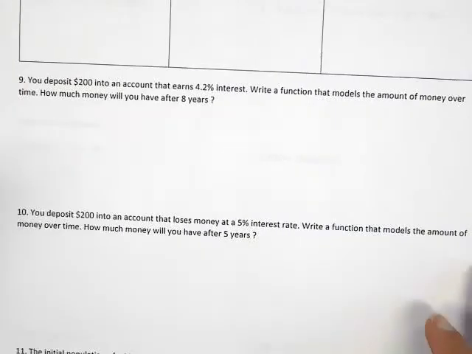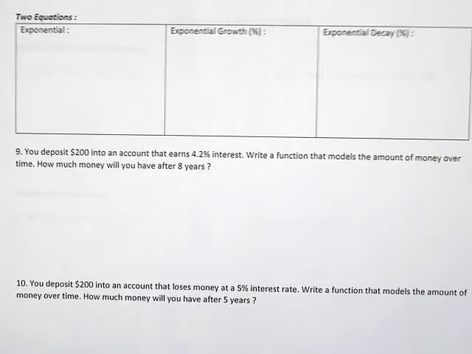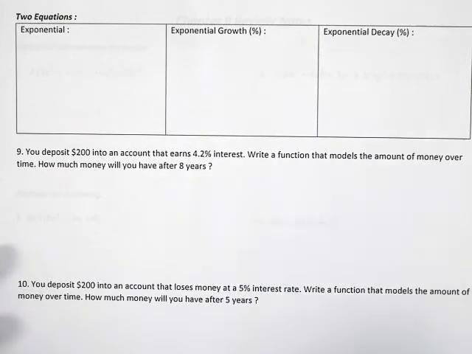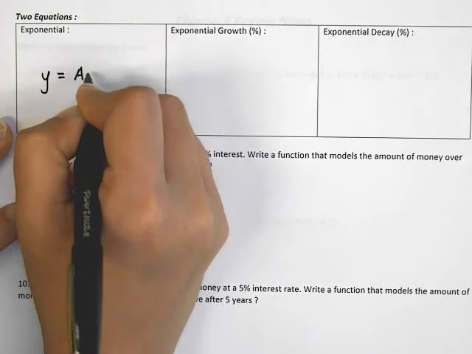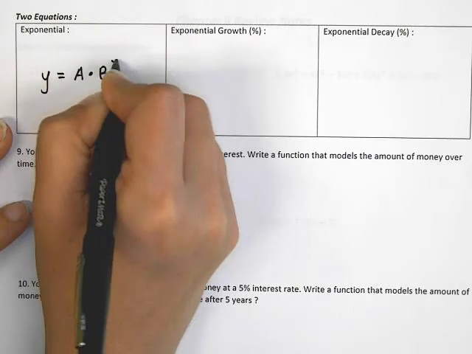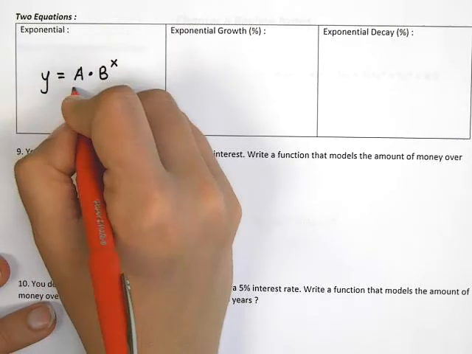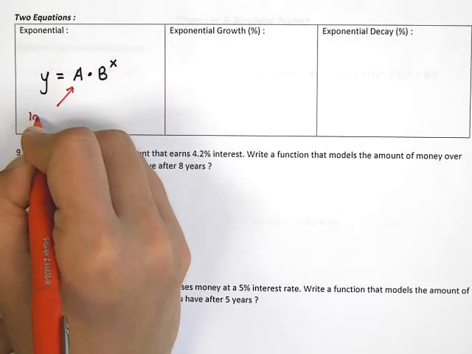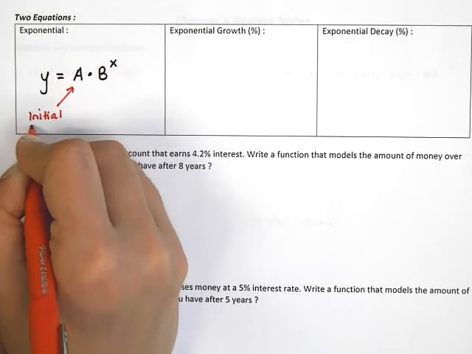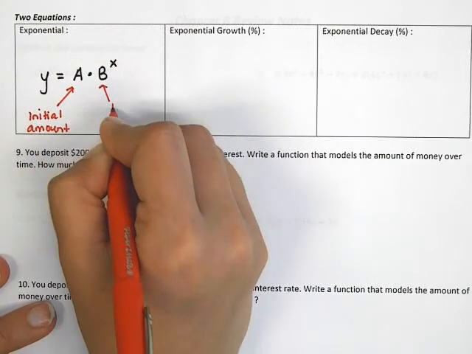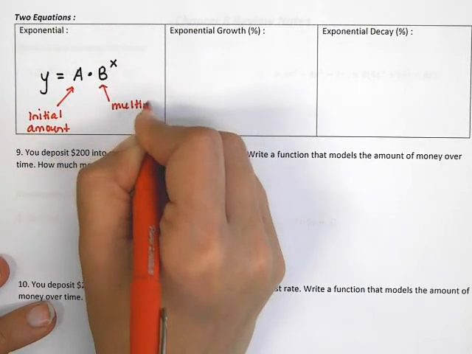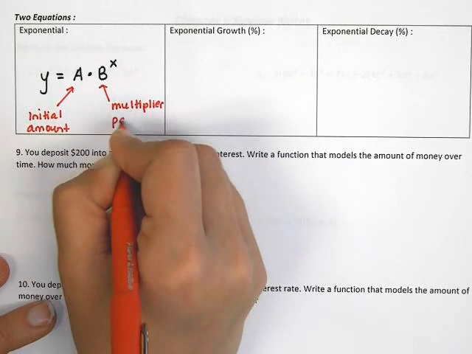Now we had 2 different equations we needed to know about exponents. The first exponential equation that we needed to know was y equals a times b to the x power, where a was your initial amount and b was your multiplier pattern.